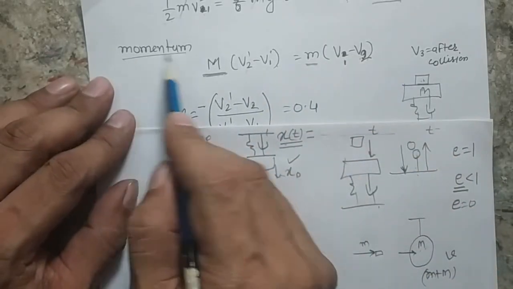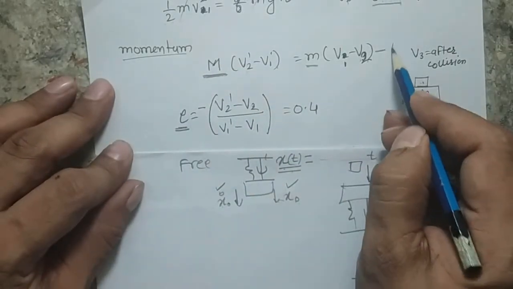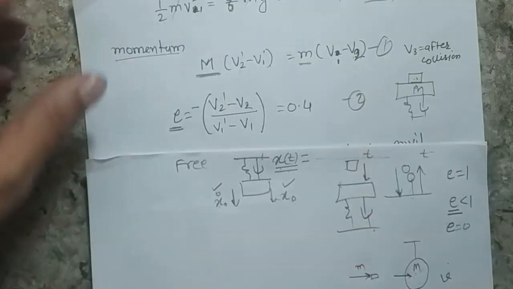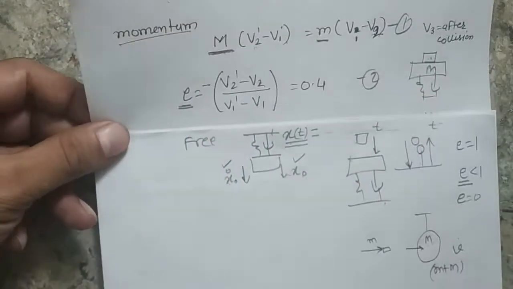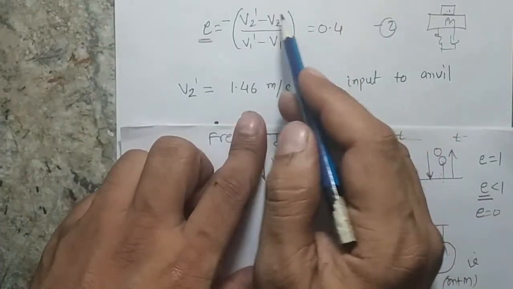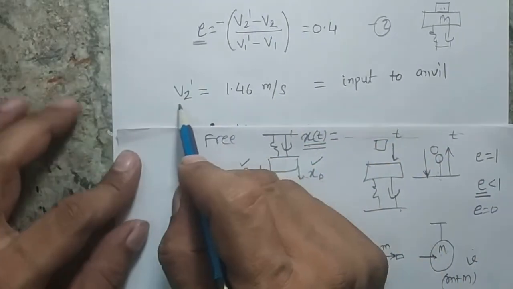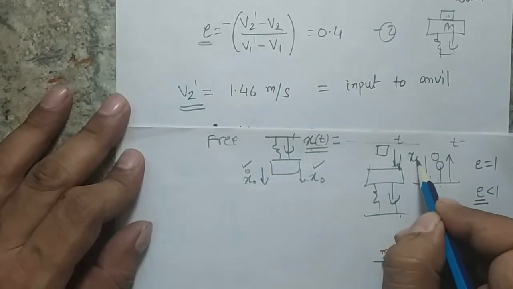So when you give the momentum balance, and you also write the equation for the restitution using these equations 1 and 2, finally you will get how much velocity is imparted to the larger mass, and that comes out to 1.46 meter per second. When you put all the values here, you will get this value, which will be the initial velocity to your larger mass.